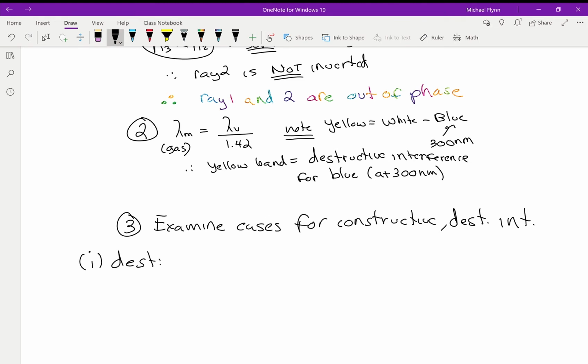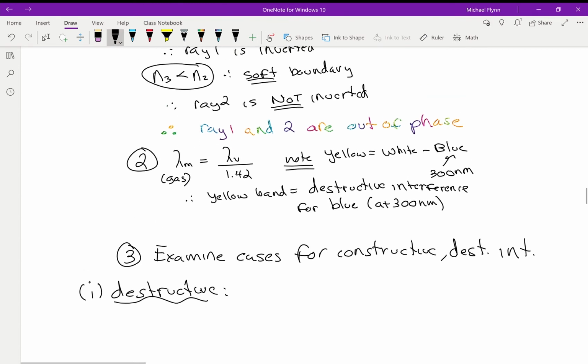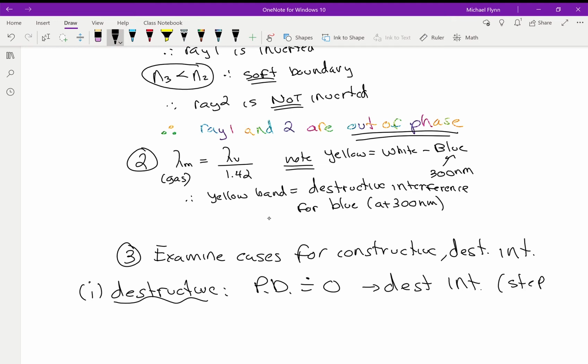Sometimes you'll see a bright green. Why are you getting that? Well, sometimes you get constructive interference. It depends on how thick the film is. So let's do destructive. Now, we know that because the waves are out of phase in step 1, that means if the path difference equals approximately 0, we're going to get destructive interference. I'll talk about what the path difference is in a second. And that's because of step 1. They're out of phase.